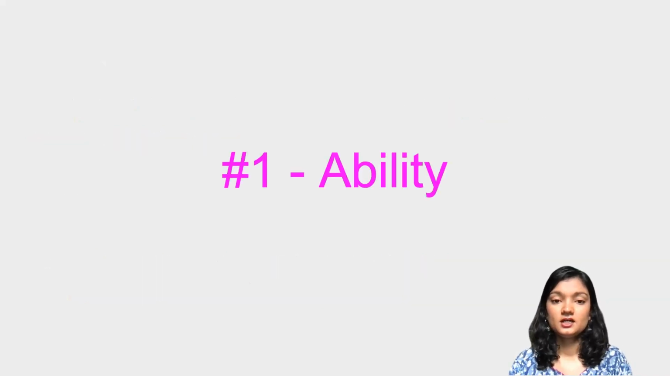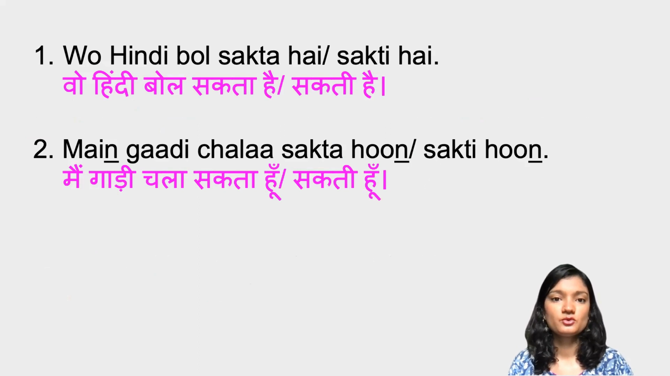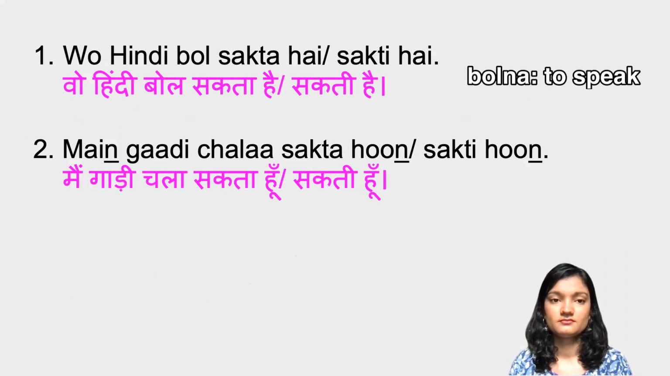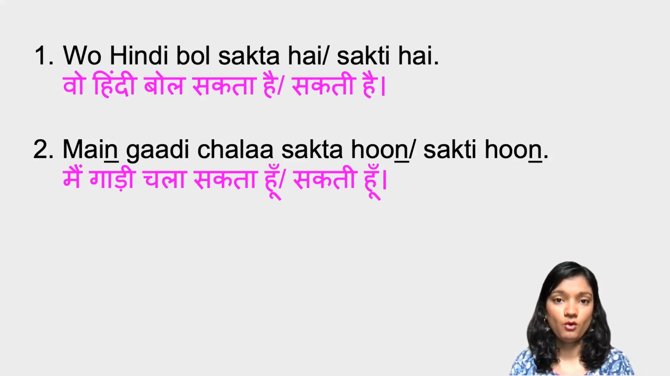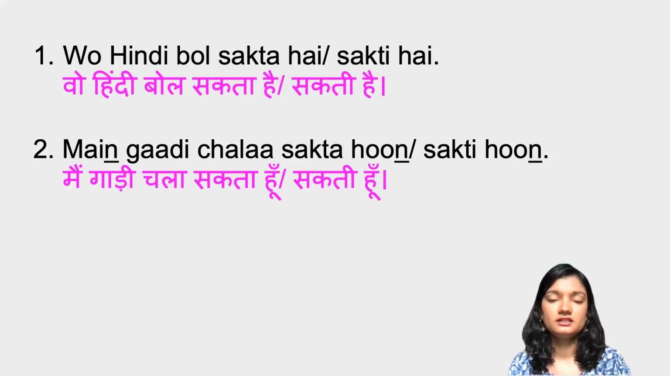Look at the first case. Whenever you want to express ability to mean he can in the present, using the same rule, our examples could be वो हिंदी बोल सकता है और वो हिंदी बोल सकती है. Here the verb is बोलना. Use the root form बोल, then सकता है, which will be dependent on वो if वो is a male, और सकती है if वो is a female. So बोल सकता है can speak, बोल सकती है again can speak. So he or she can speak Hindi.